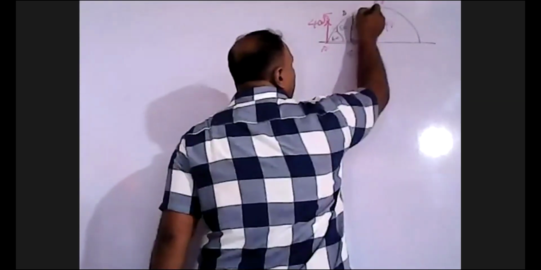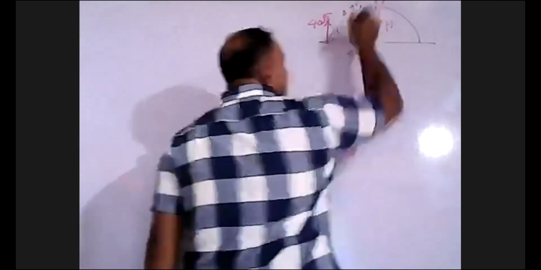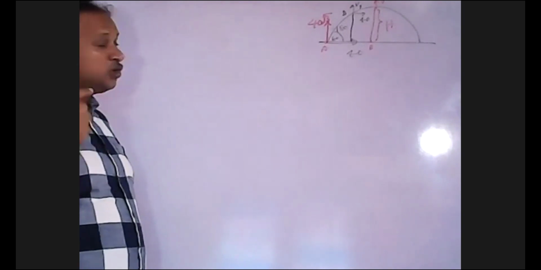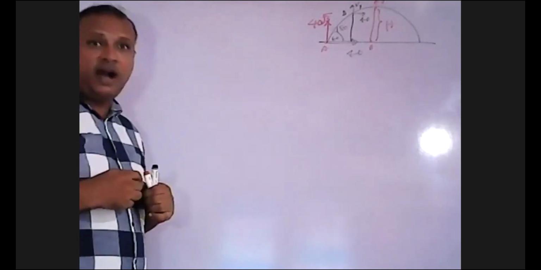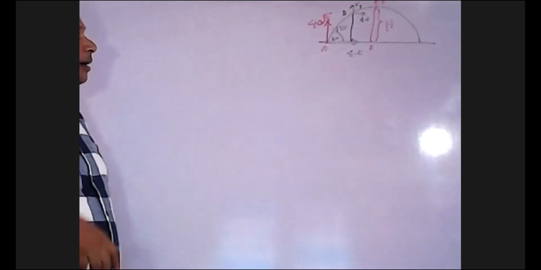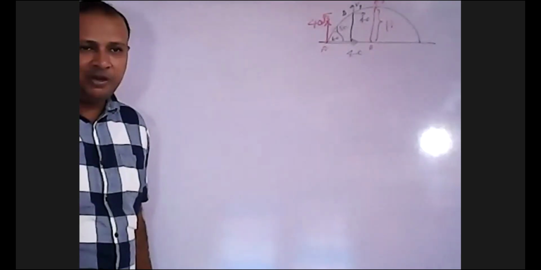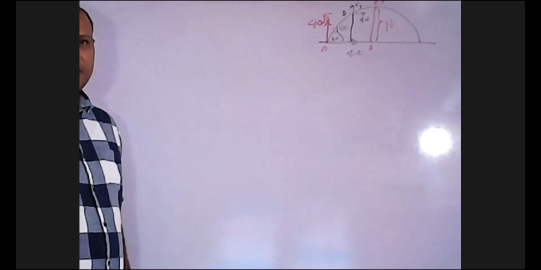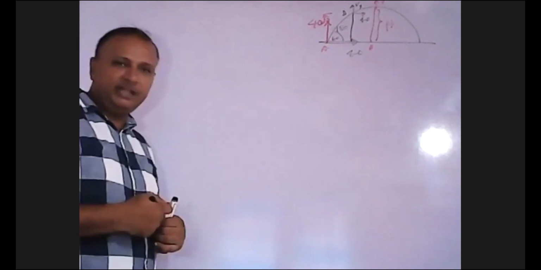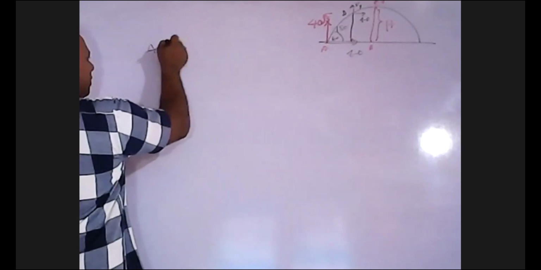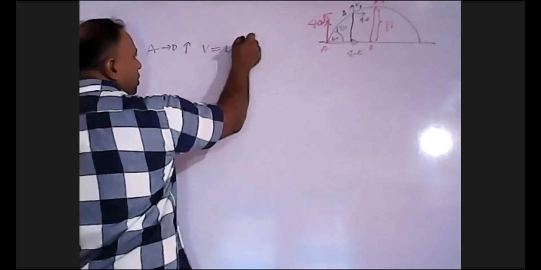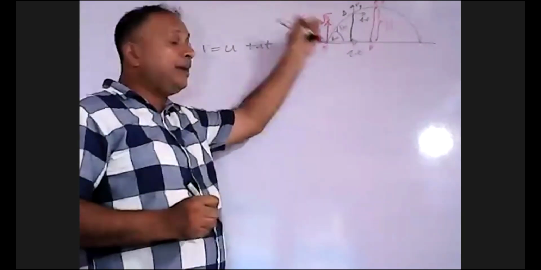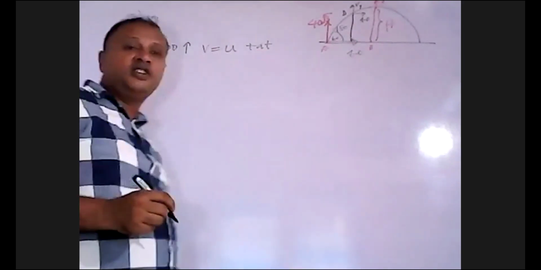Now you know the time, and the horizontal velocity is 40. You don't know Vy, but you know the time, the initial velocity and the gravitational acceleration. So if you want to find Vy, what would be the appropriate equation? Yes, v equals u plus at, from A to D in upward direction, because now you know the time, the initial velocity as well as the gravitational acceleration.